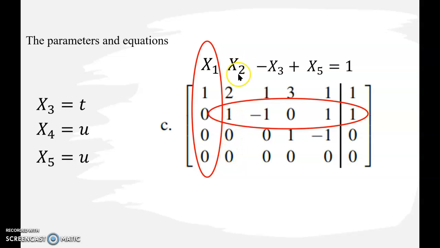Okay, x2 is the next leading one from the bottom. And this equation is basically x2 minus x3, there's no x4, plus x5 equals 1. We substitute in what we have, our parameters in this case. So x2 is just going to be 1 plus t minus u.